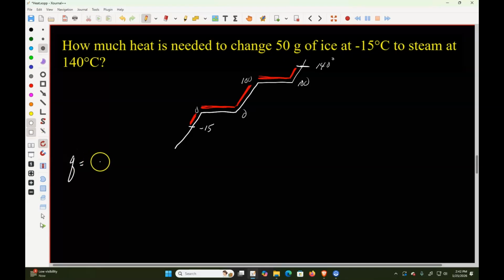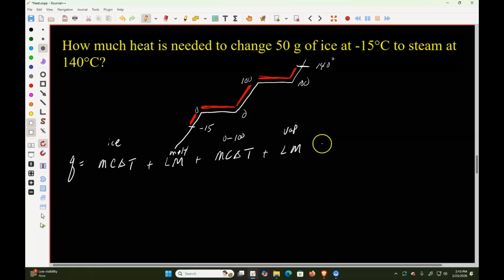So Q equals mcΔT, this is for the ice, plus latent heat times mass, this is to melt, plus mcΔT, this is to go from 0 to 100 degree water, plus latent heat times mass, this is to vaporize, and then mcΔT to go from 100 degrees to 140 degree steam.